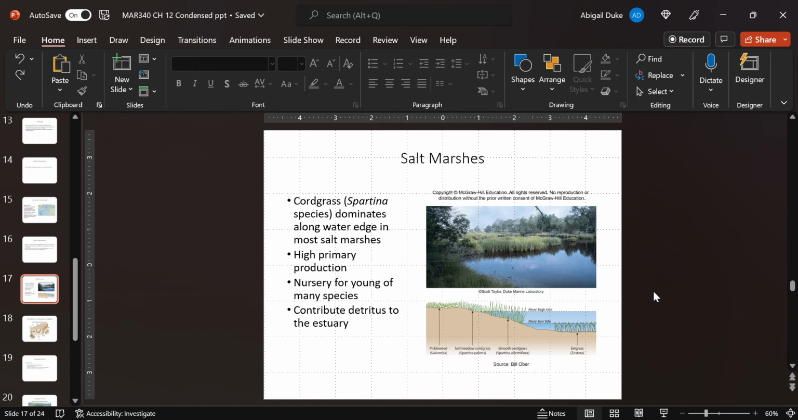Then we're going to go to another note now. It says salt marshes, which we are about to talk about right here. Salt marshes are dominated by grasses and other marsh plants. Bacteria in the mud decompose dead plant material and contribute a large portion of the detritus in the estuary. Cool.